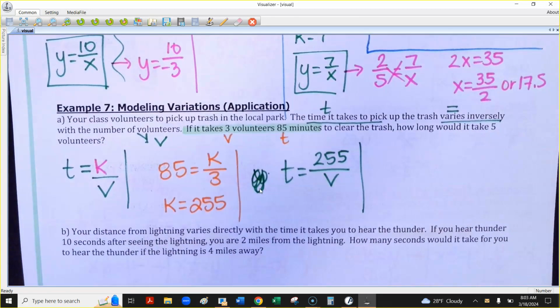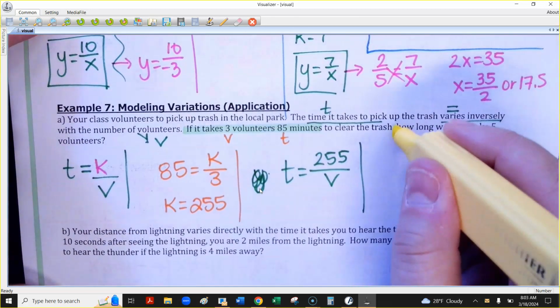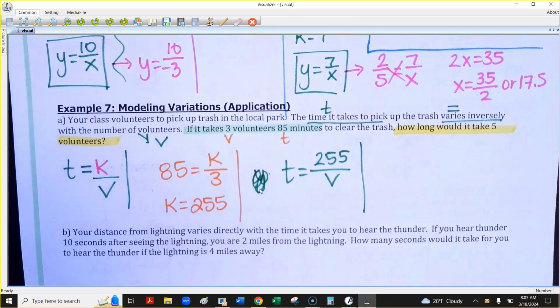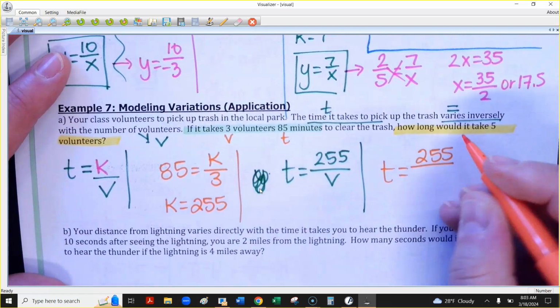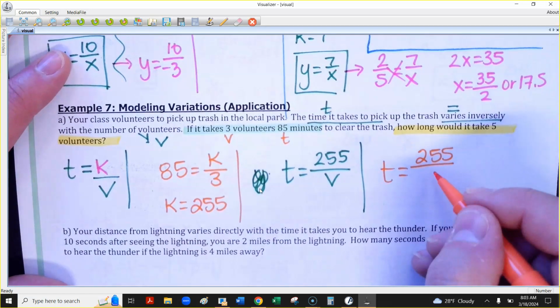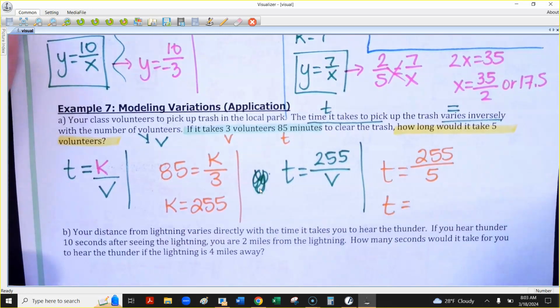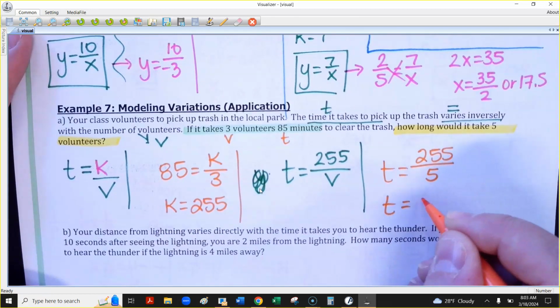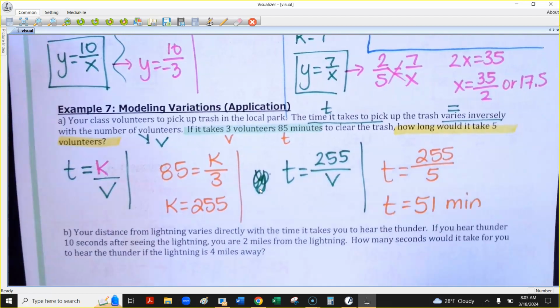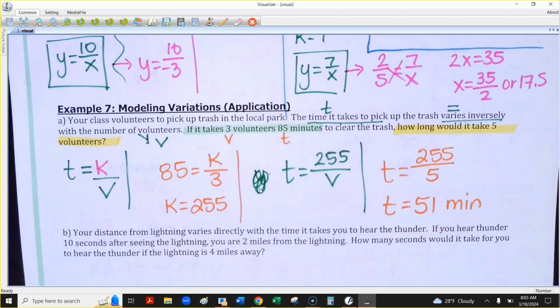Then they're always going to ask you the secondary question. How long would it take 5 volunteers? So we're going to find the time here. It's 255 divided by the number of volunteers, which we're going to change to 5. And to answer that second part of the question, I think that should be 51. Does that sound right? Okay, so 51 minutes. Whatever units the time was in, that's what our answer will be in. They said 3 volunteers, 85 minutes, so if we got 5 volunteers, it would take 51 minutes. Does anybody have a question?